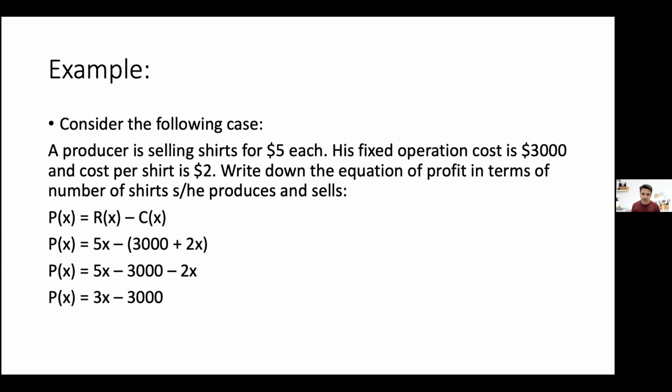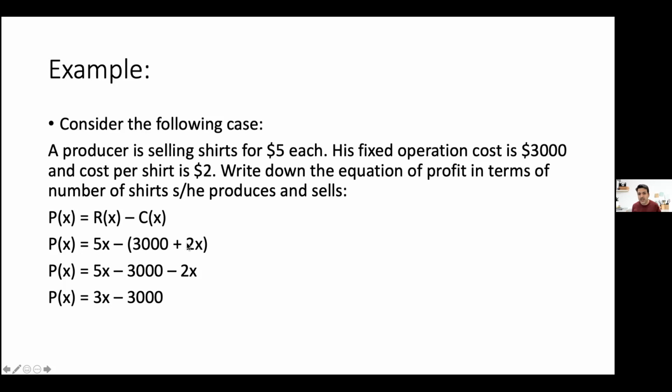His fixed operation cost is $3,000. If you remember that, cost is variable cost, or let's say cost per unit, plus fixed cost. So this whole thing is the cost function, variable cost plus fixed cost. That $3,000 falls in here because it's fixed cost. And variable cost, or cost per unit per shirt, is going to be $2. So that's why we have 2x, because that's the definition.